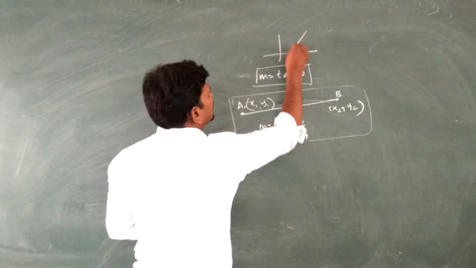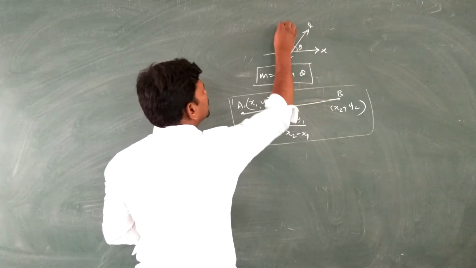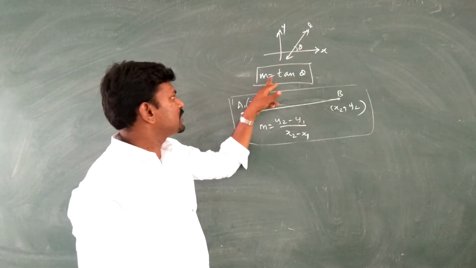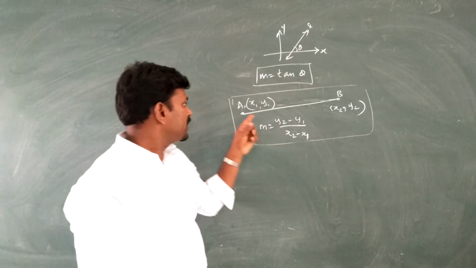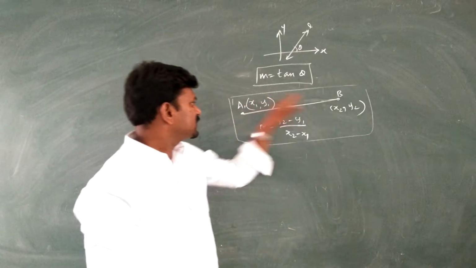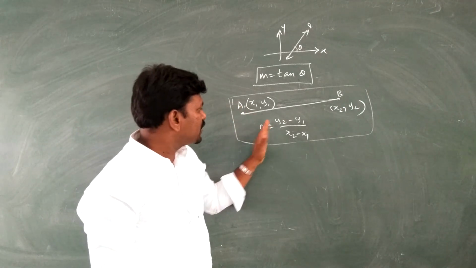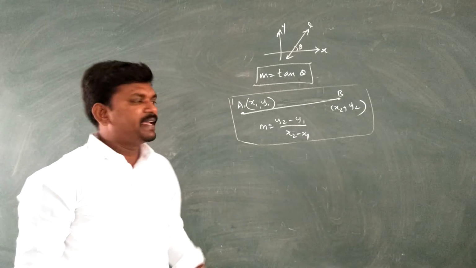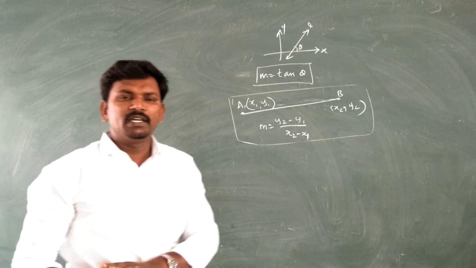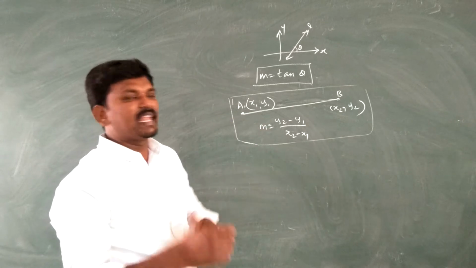This is the angle of inclination, theta, with the x-axis and y-axis. If the angle of inclination of a line is given, we will use m is equal to tan theta to find the slope. If a line is passing through or joining two points, if they are giving like that, we will use m is equal to y2 minus y1 by x2 minus x1 formula. We are looking at slope in different views based on the line.